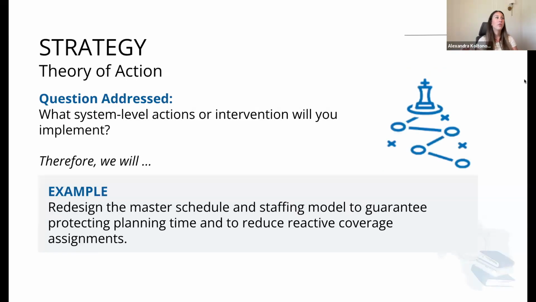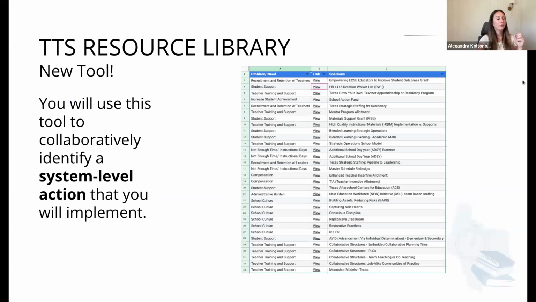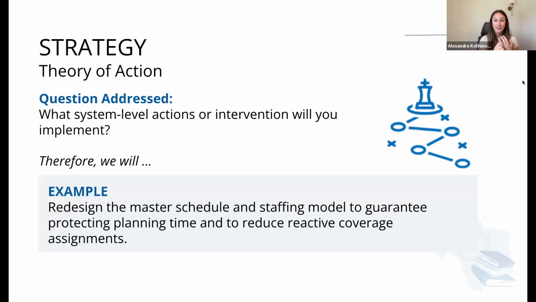And then, like I said, the bridge to connect us from that root cause and problem statement to where we want to be is the strategy. The question answered here is: what systems level actions or interventions will you implement? The prompt is "therefore, we will," and in the example, redesign the master schedule and staffing model to guarantee protected planning time and to reduce reactive coverage assignments.